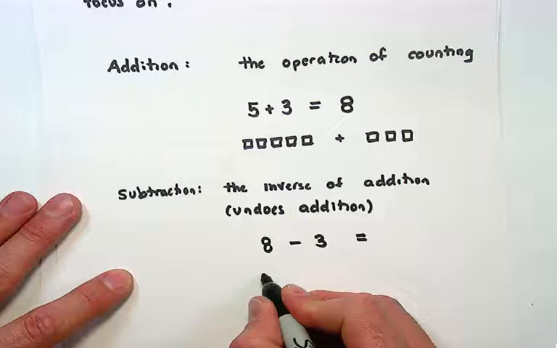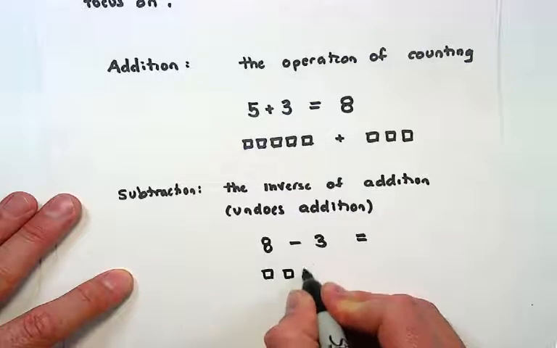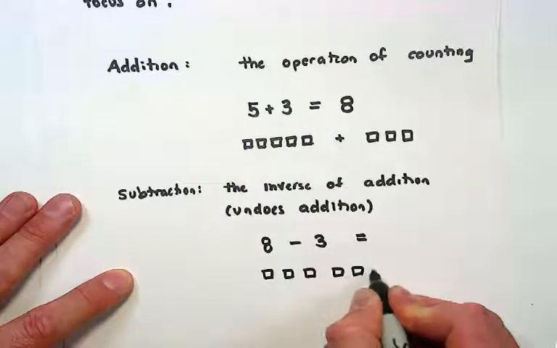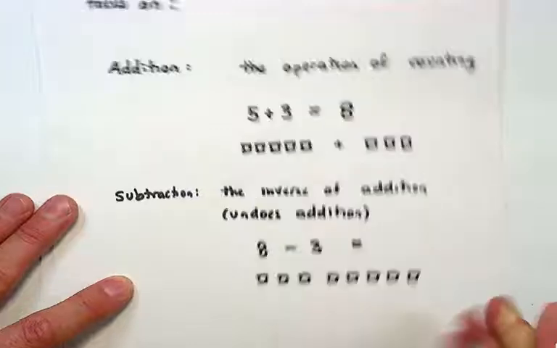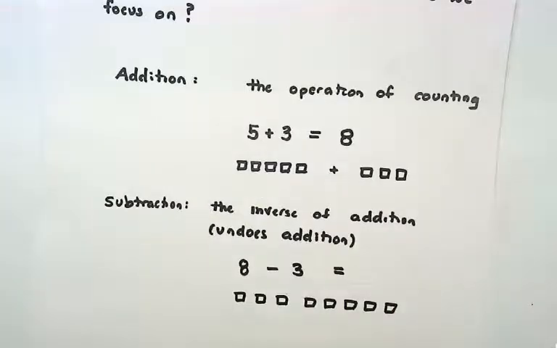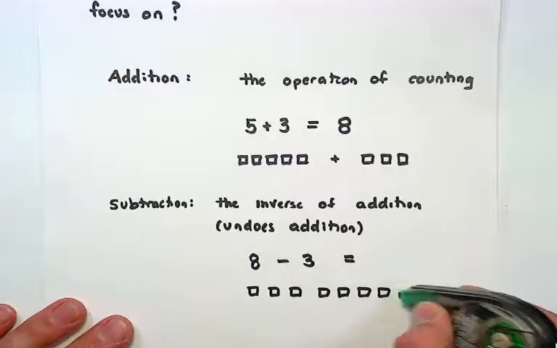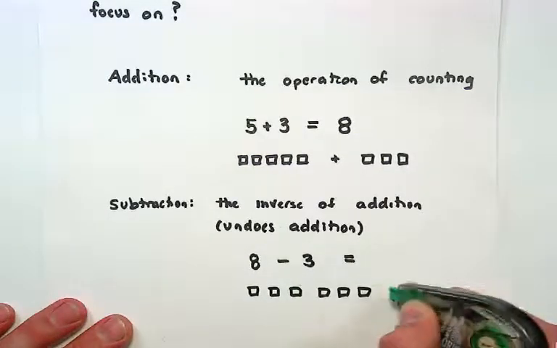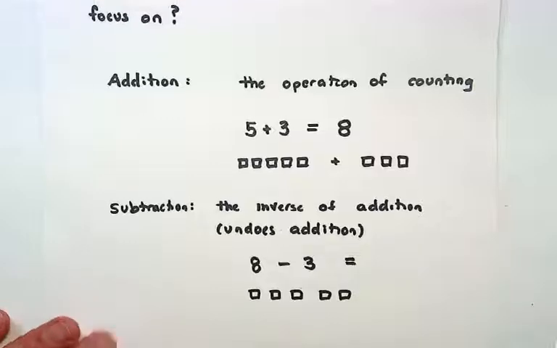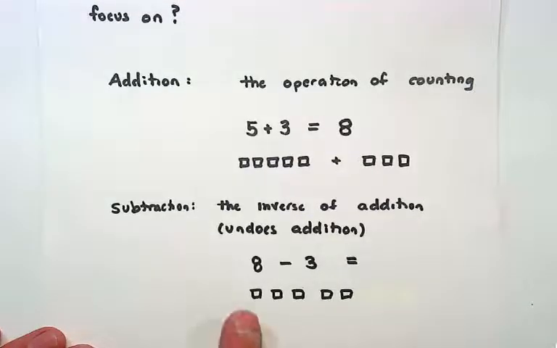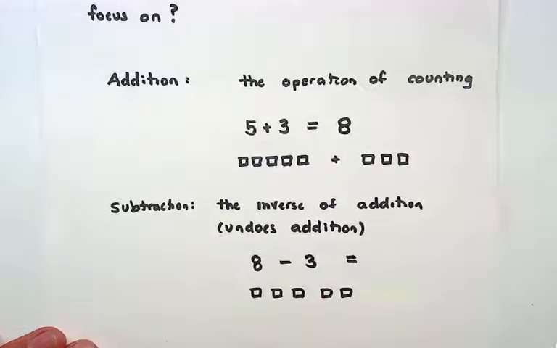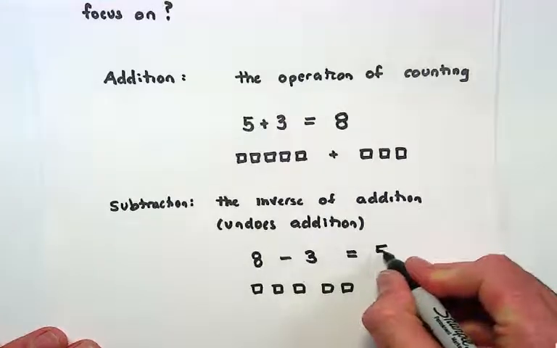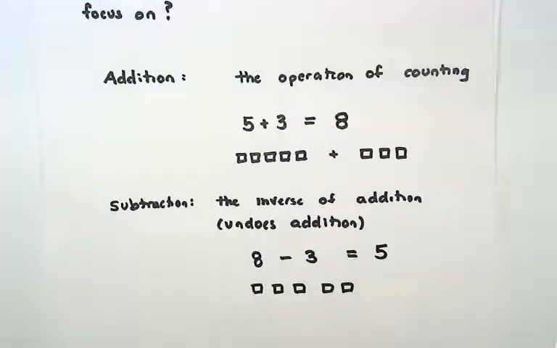Well, the whole concept here is I'm going to say, all right, we start with 8 items, and then somehow we magically take away 3. So there goes 1, there goes 2, there goes 3. How many do I have left? Well, I have 1, 2, 3, 4, 5 left after I take away those 3.